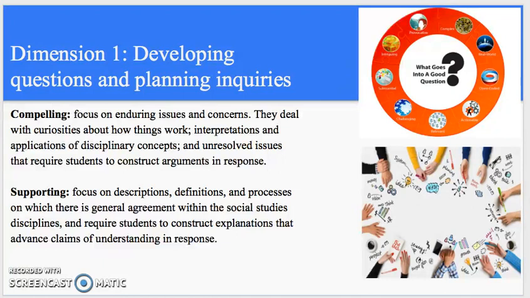Some questions that you might want to ask about a compelling question is, is it intriguing? Is it intellectually honest? And will it get under the kid's skin? Is it interesting? Is it something that they would want to engage in and answer? And the supporting question just builds on that compelling question, and is something you could answer in one single lesson, while the compelling question is an overarching question.